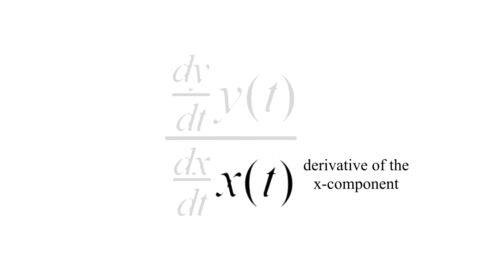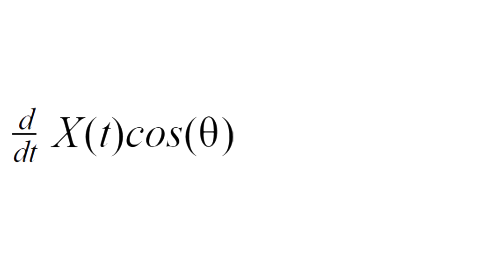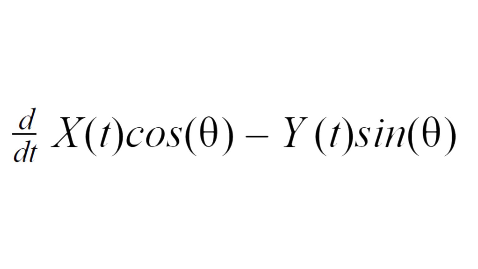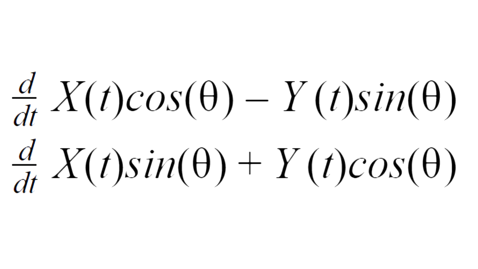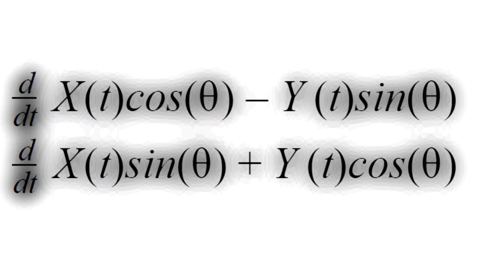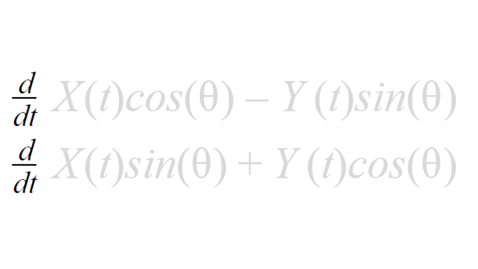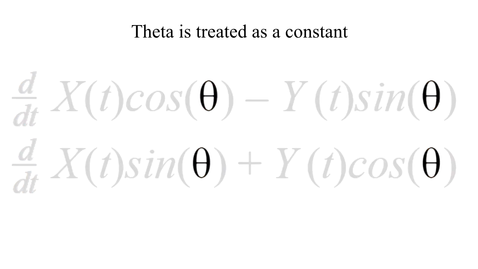x component. Simply put, we differentiate both x(t) cosine theta minus y(t) sine theta and x(t) sine theta plus y(t) cosine theta. Then arrange them on a fraction for the y component. Differentiating, of course, must be with respect to t because theta is not the variable that experiences the rate of change, so theta is treated as a constant here.